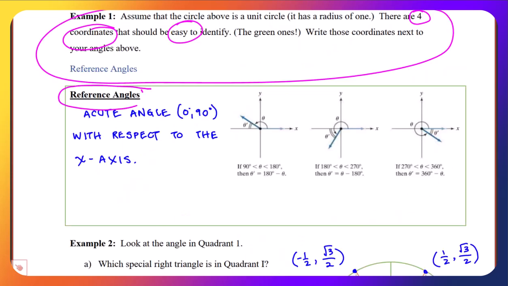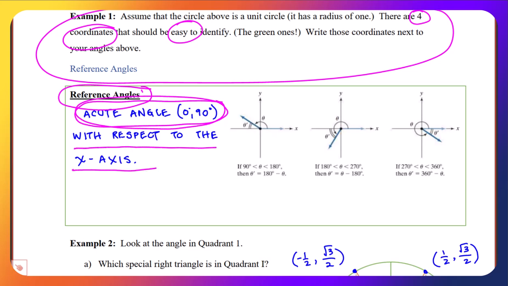Next, we're going to define a reference angle. A reference angle is an acute angle, so between 0 and 90, and it's with respect to the x-axis. So here we have the rotation angle. Clearly it's bigger than 90, but then here is the angle with respect to the x-axis. This is acute. Here's the rotation angle. It's bigger than 180, but the reference angle is the acute angle between 0 and 90. And it's a positive angle, 0 to 90.